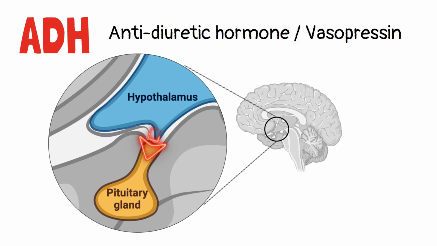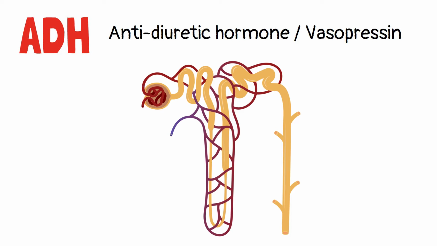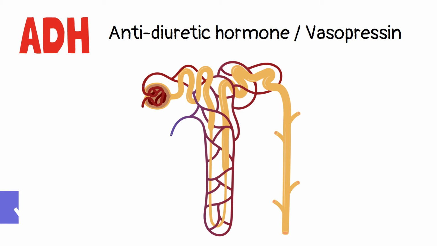After its production, ADH is transported along the nerve fibers to the posterior pituitary, where it is stored until it is released into the bloodstream. The primary function of ADH is to regulate water balance in the body by influencing the reabsorption of water in the kidneys. There are three major receptors for vasopressin in the body. We call them V1A, V1B, and V2.